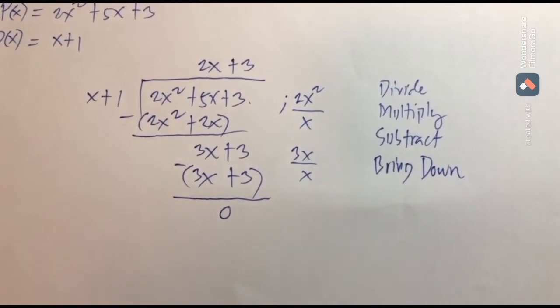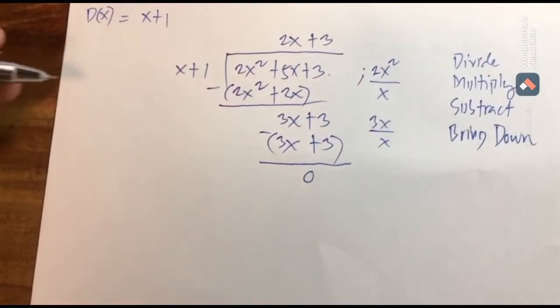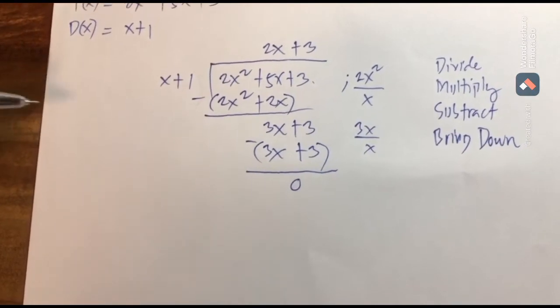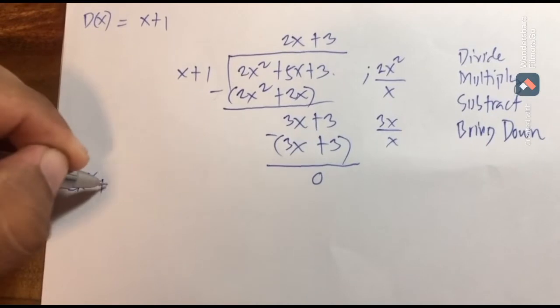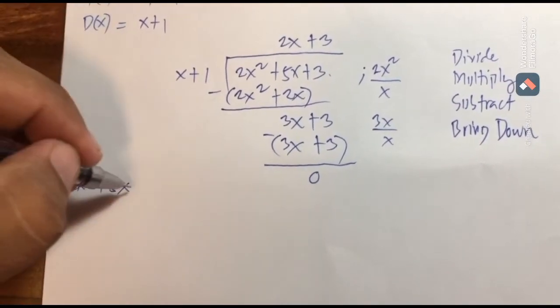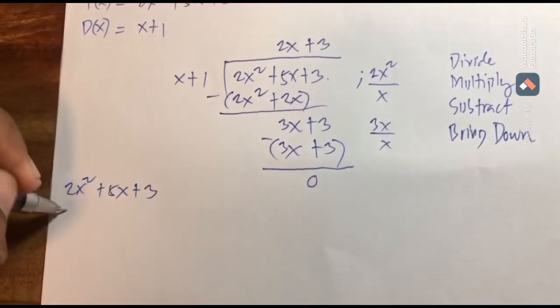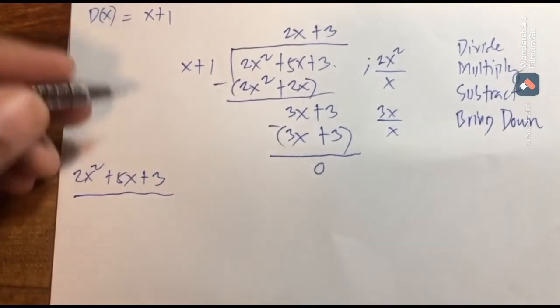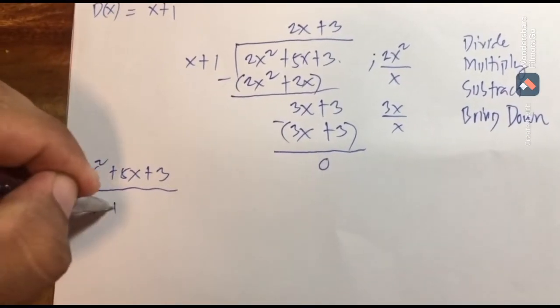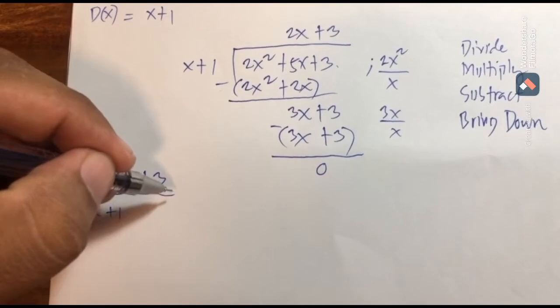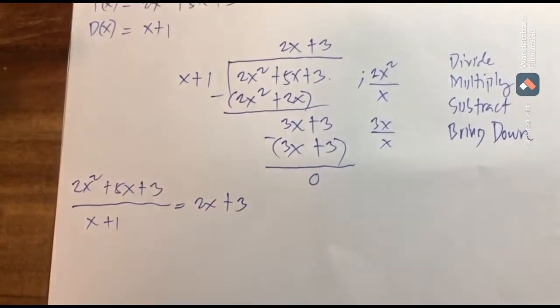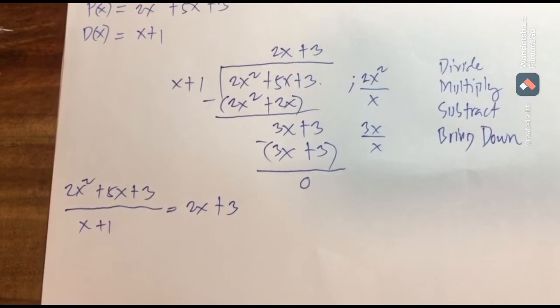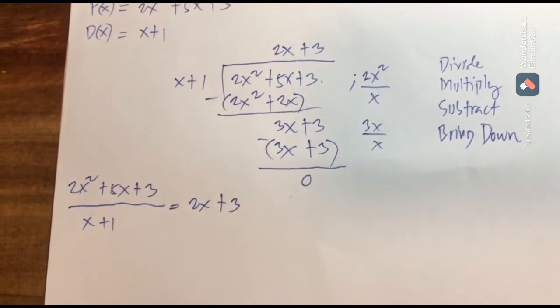So in other words, we can show our final output as 2x squared plus 5x plus 3 all over, or divided by, x plus 1 is just equal to 2x plus 3. Okay, that is our first example.